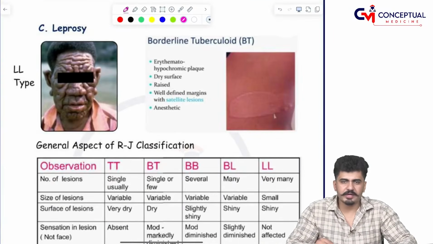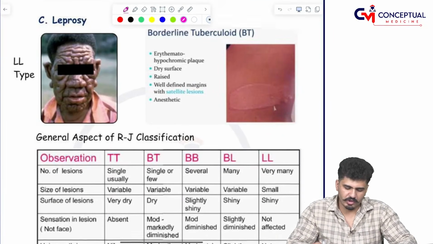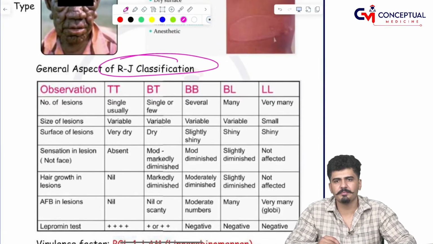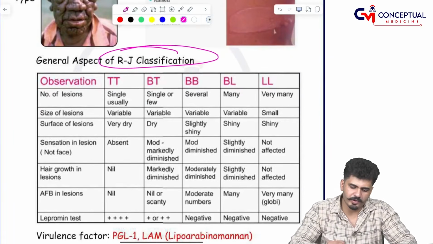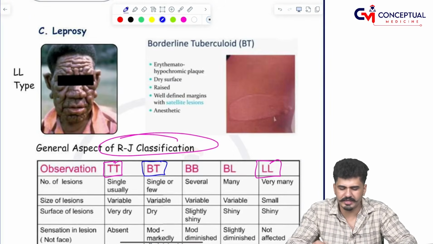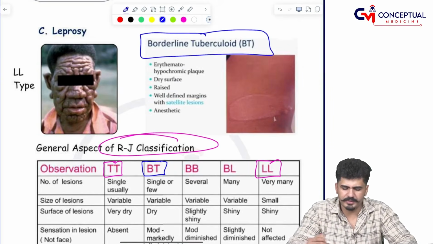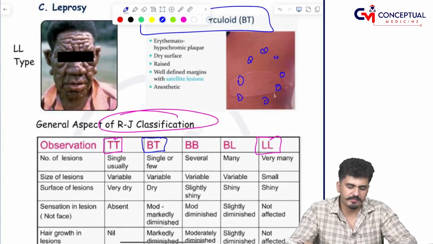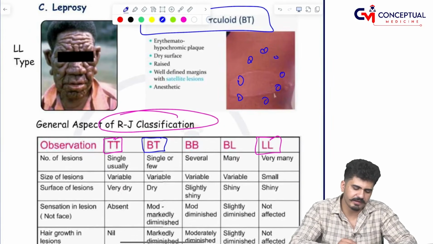Leprosy. Now, the different types of leprosy you have to talk about. First of all, the Ridley-Jopling classification: TT, BT, BB, BL, LL. Out of this, very important to know is that good prognosis is of TT and poor prognosis is of LL. Second, the most common type in India is BT, which has satellite lesions. And this kind of image you are going to see in the LL type, having worse prognosis.